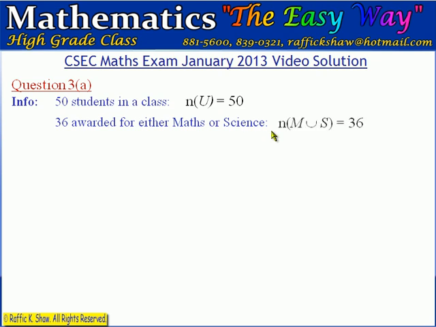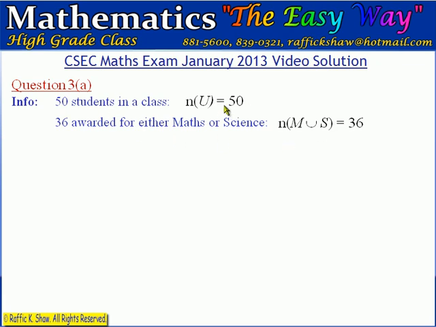And the union actually means math or science or both, and therefore the intersection of math and science would be included in this union. And we are told that that number is 36, and so the number of students in the union of those awarded for math or science, either math or science or both, would be equal to 36, and this would be the set notation for that.